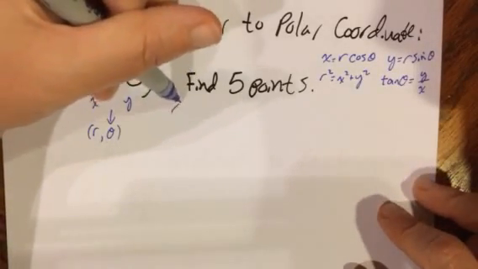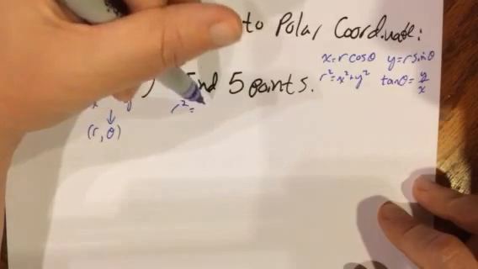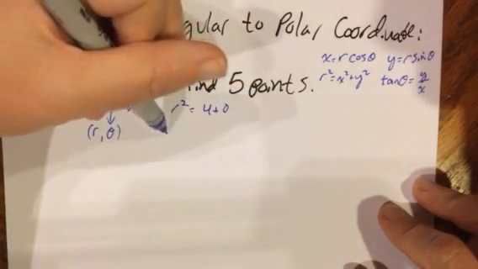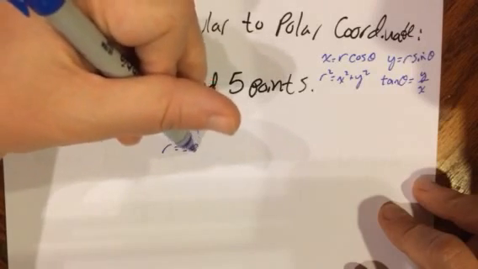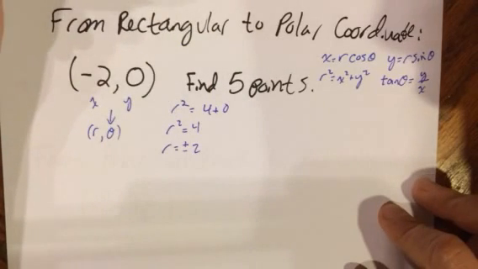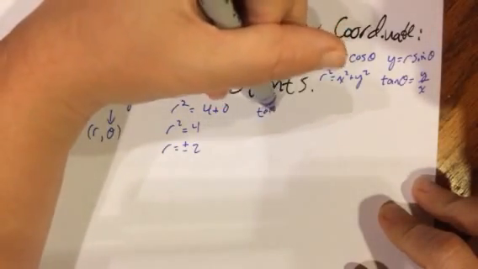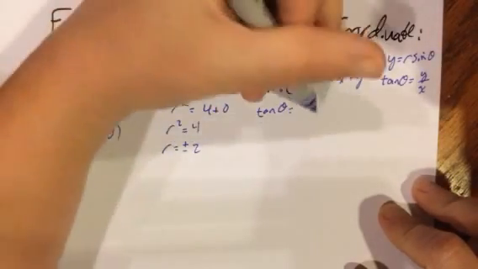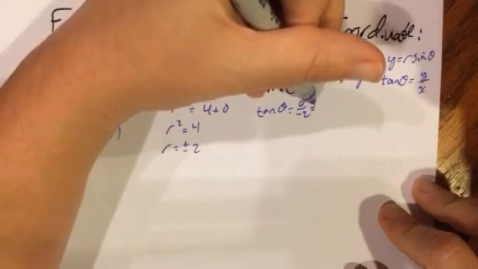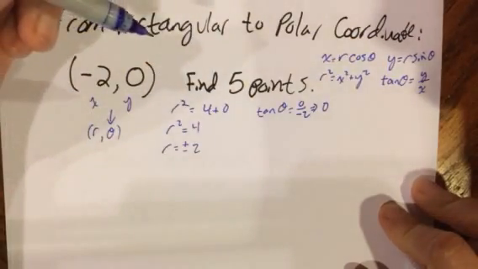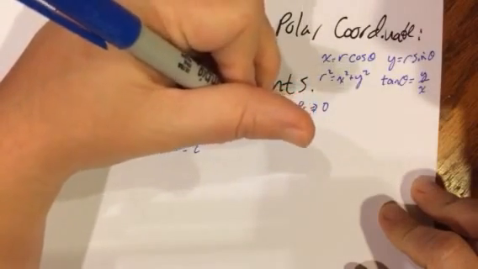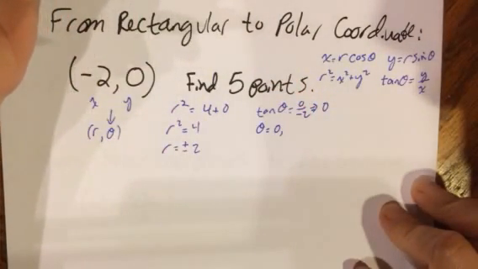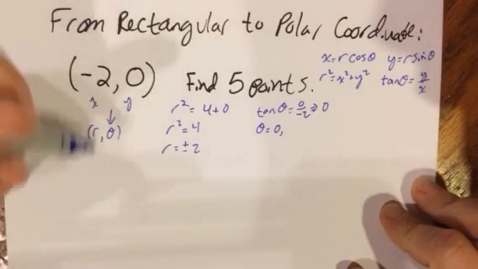So I'm going to get r squared equals, well, negative 2 squared is 4 plus 0. So r squared equals 4. R equals plus or minus 2. So again, we'll figure out the plus or minus once we start graphing this. I'm going to get tan theta equals 0 over negative 2, so equals 0. Tan equals 0 when theta is 0, so when sine is 0, and a few others, so we'll look at that also. So let's graph this.